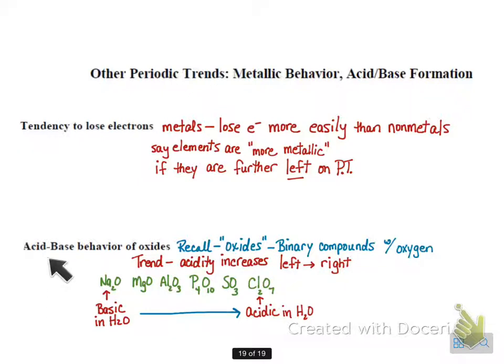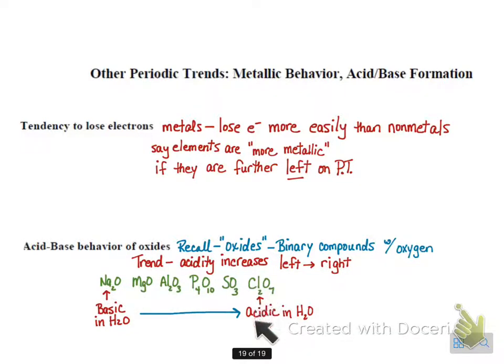Acid-base behavior is just something that's interesting, related to what happens when elements mix with oxygen. So remember that oxides are binary compounds, so they have two elements, and one of them is going to be oxygen. It's going to be some element plus oxygen, and those are called oxides. So the trend is that as you go from left to right, this starts at sodium, on the left side of the periodic table, then magnesium, aluminum, phosphorus, sulfur, chlorine. Chlorine's on the right side. All of them are making oxides, so they're all bonded with oxygen.